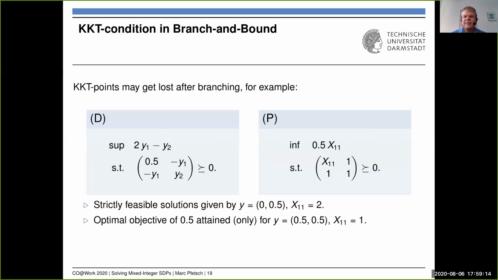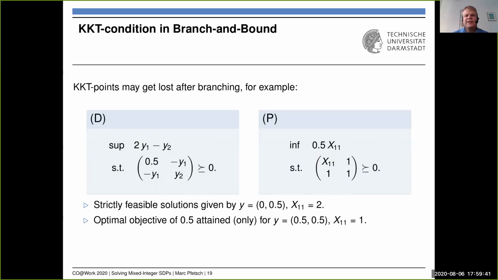So let's discuss some concrete examples, namely an example that shows that KKT points may get lost after branching, which is unfortunate because we need KKT points for interior point methods. So let's look at this primal and dual pair of SDPs. So it's 2 times 2.